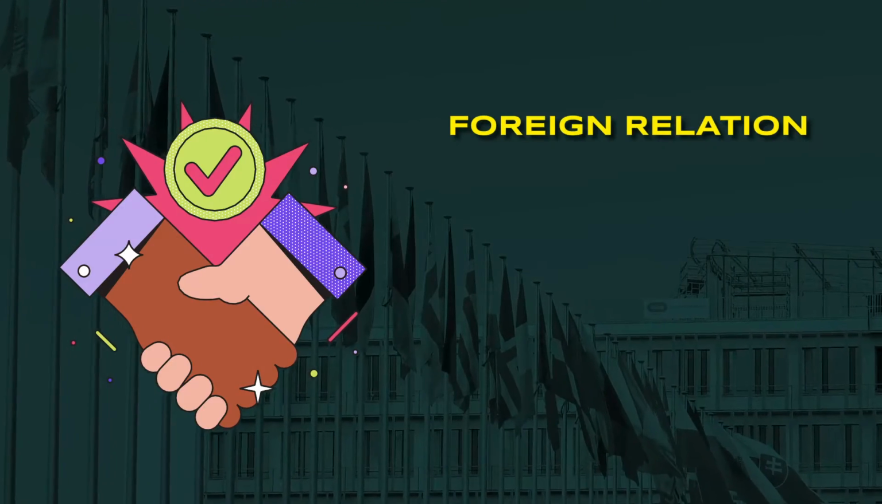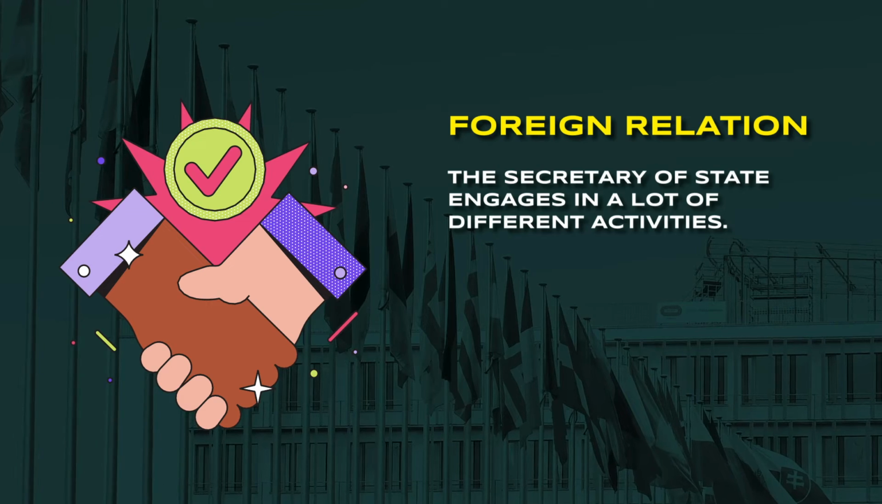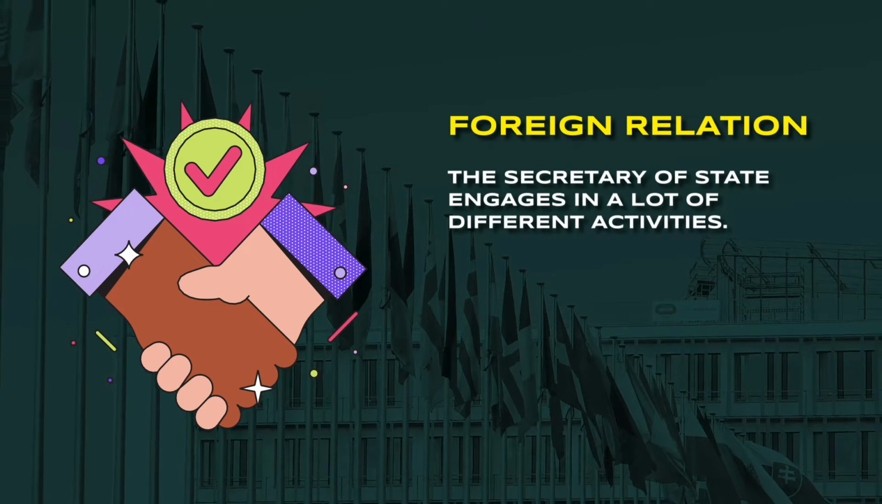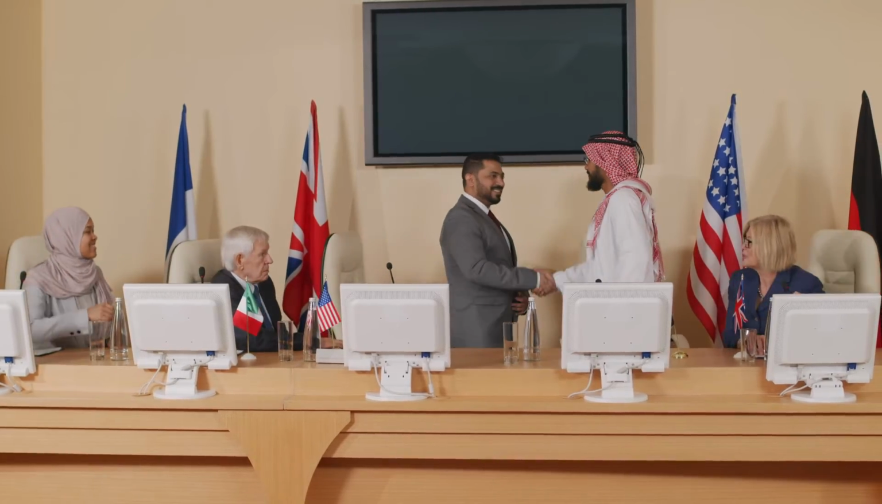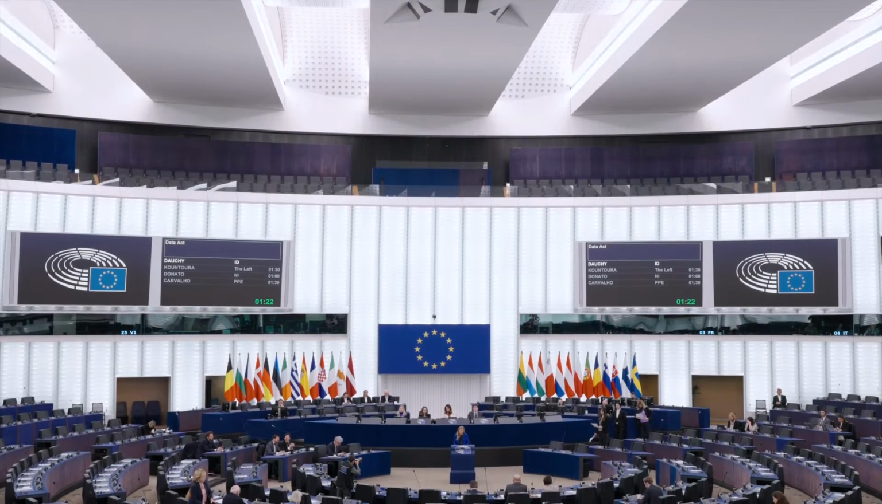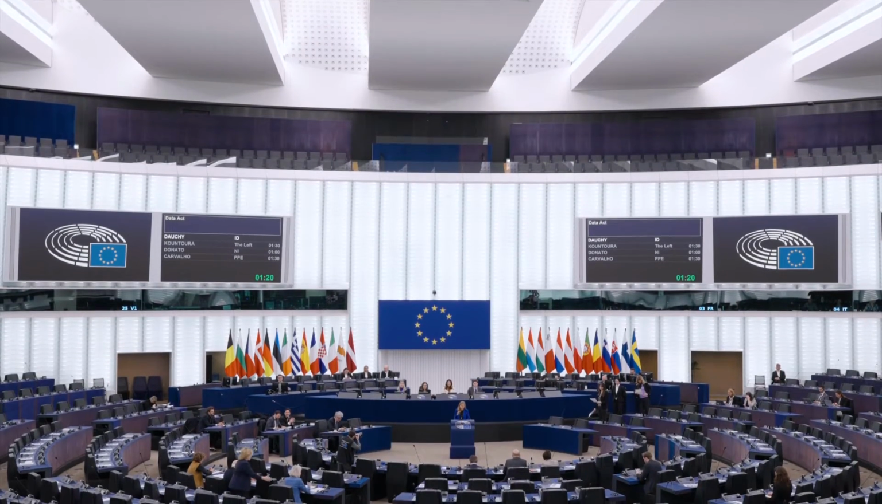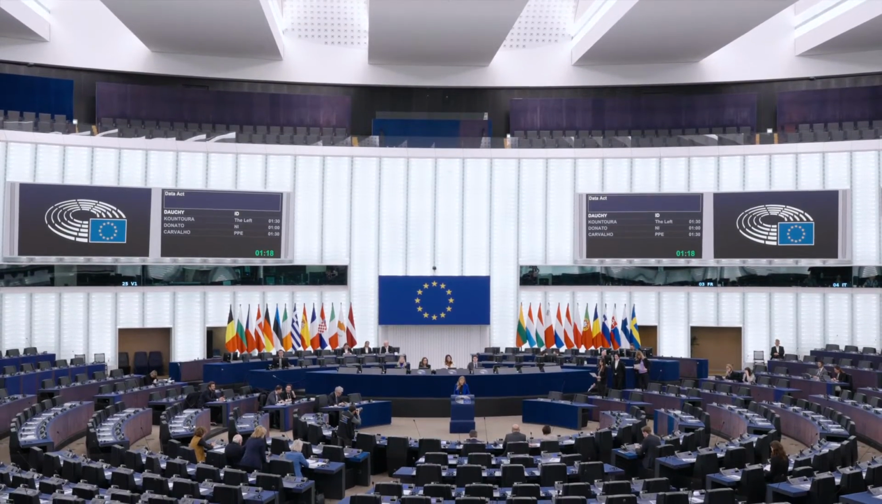On the foreign relations front, the Secretary of State engages in a lot of different activity, one of which is that they go to international conferences on behalf of the United States. Also, they promote dialogue between the United States and other countries related to economic matters. They look at treaties, they examine them, sometimes they even cancel treaties, and they conduct negotiations on behalf of the United States.